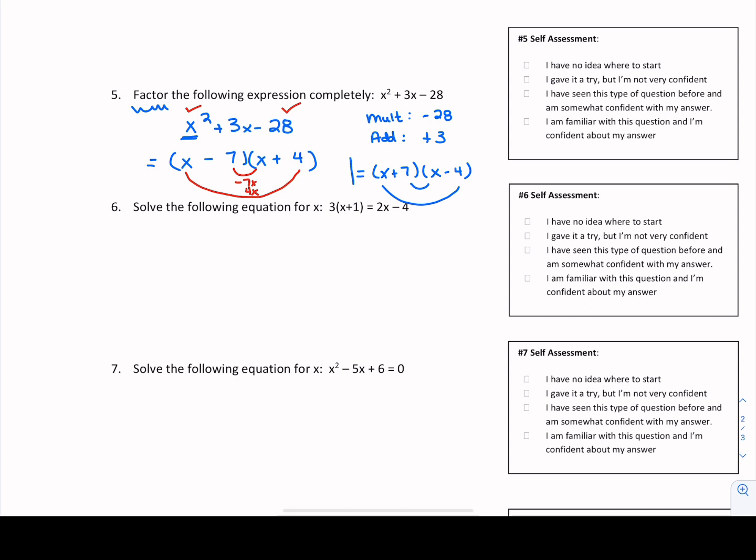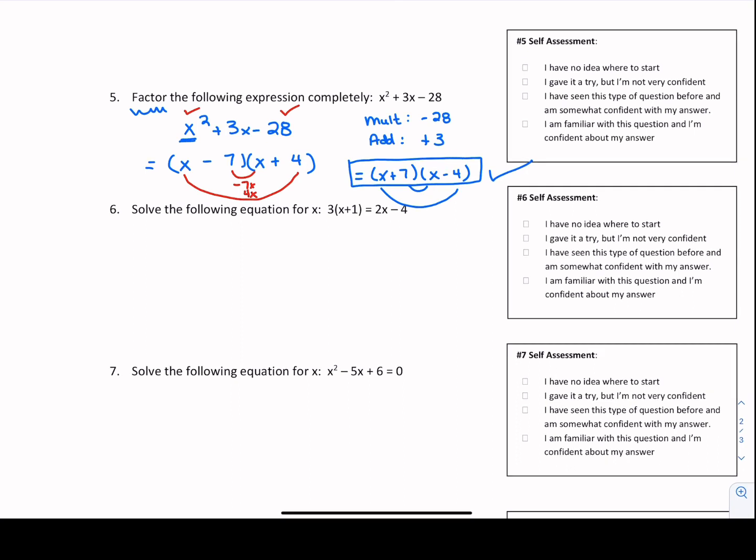So x plus 7 times x minus 4 is the factored form, the proper factored form for this expression. Again, the way we did this originally, those signs didn't work, so that's not correct. This is our new correct answer. Factoring is going to be an essential skill in Math 85. So if you're having trouble factoring or if you're rusty on different types of factoring, we need to make sure that you're up to speed by the time we get into Module 8.